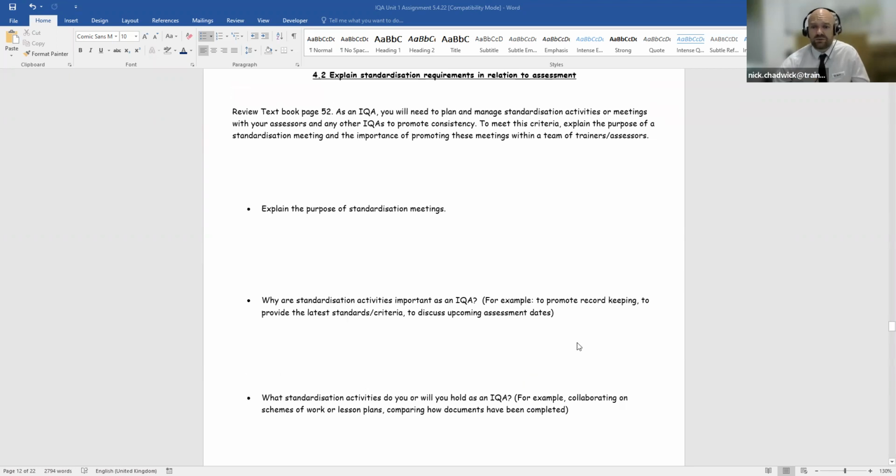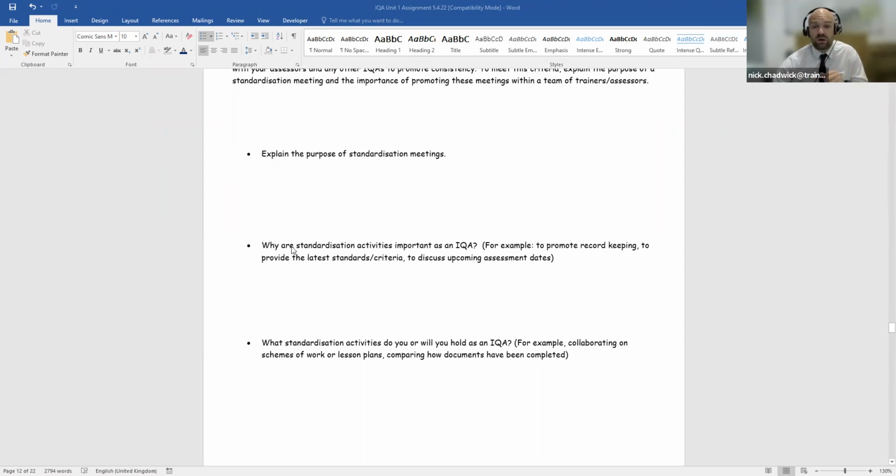So to kick off this assignment answer, we would like for you to explain the purpose of standardization meetings. Why are standardization activities important as an IQA? For example, to promote record keeping, to provide the latest standards and criteria to your team, and also to discuss the latest upcoming assessment dates.